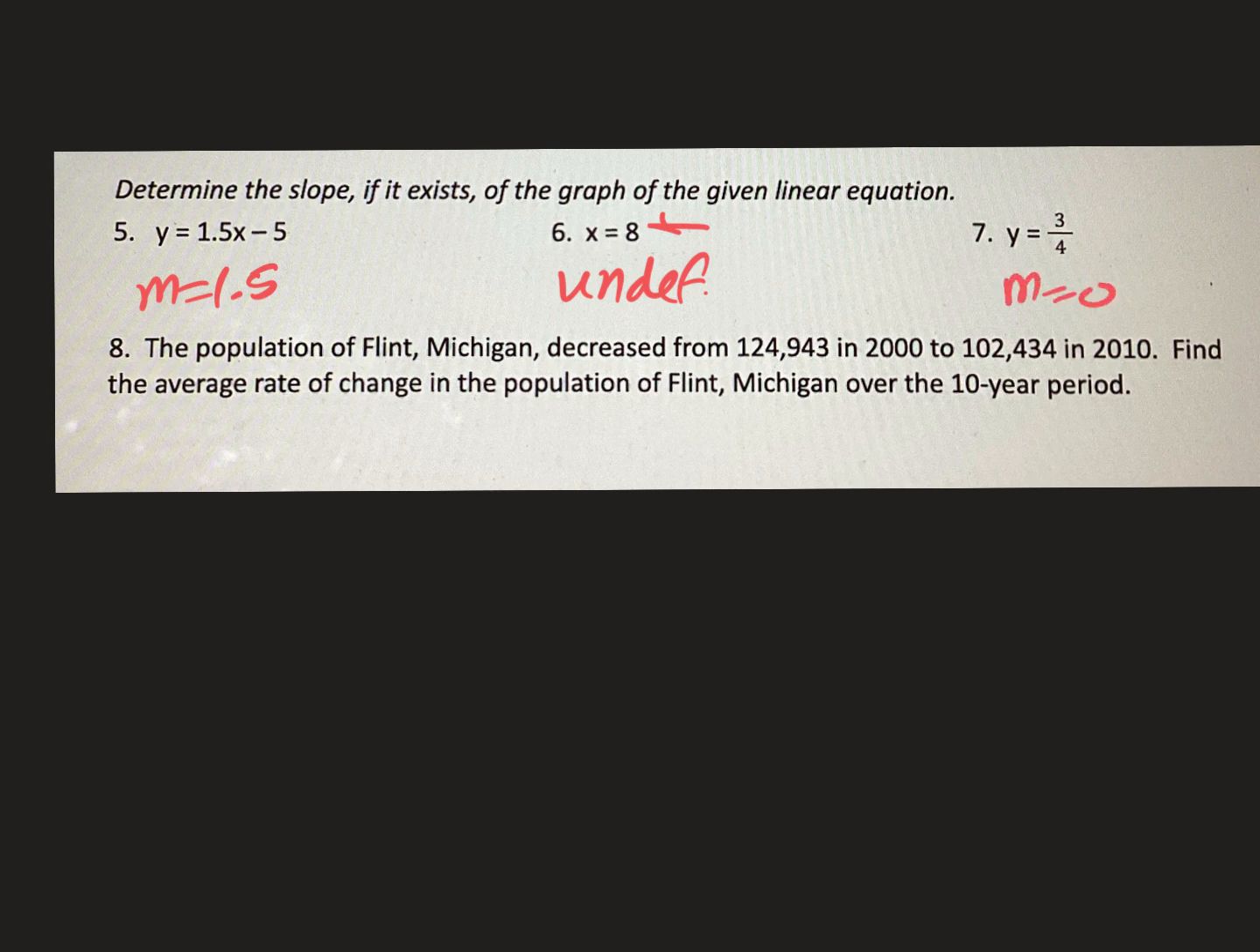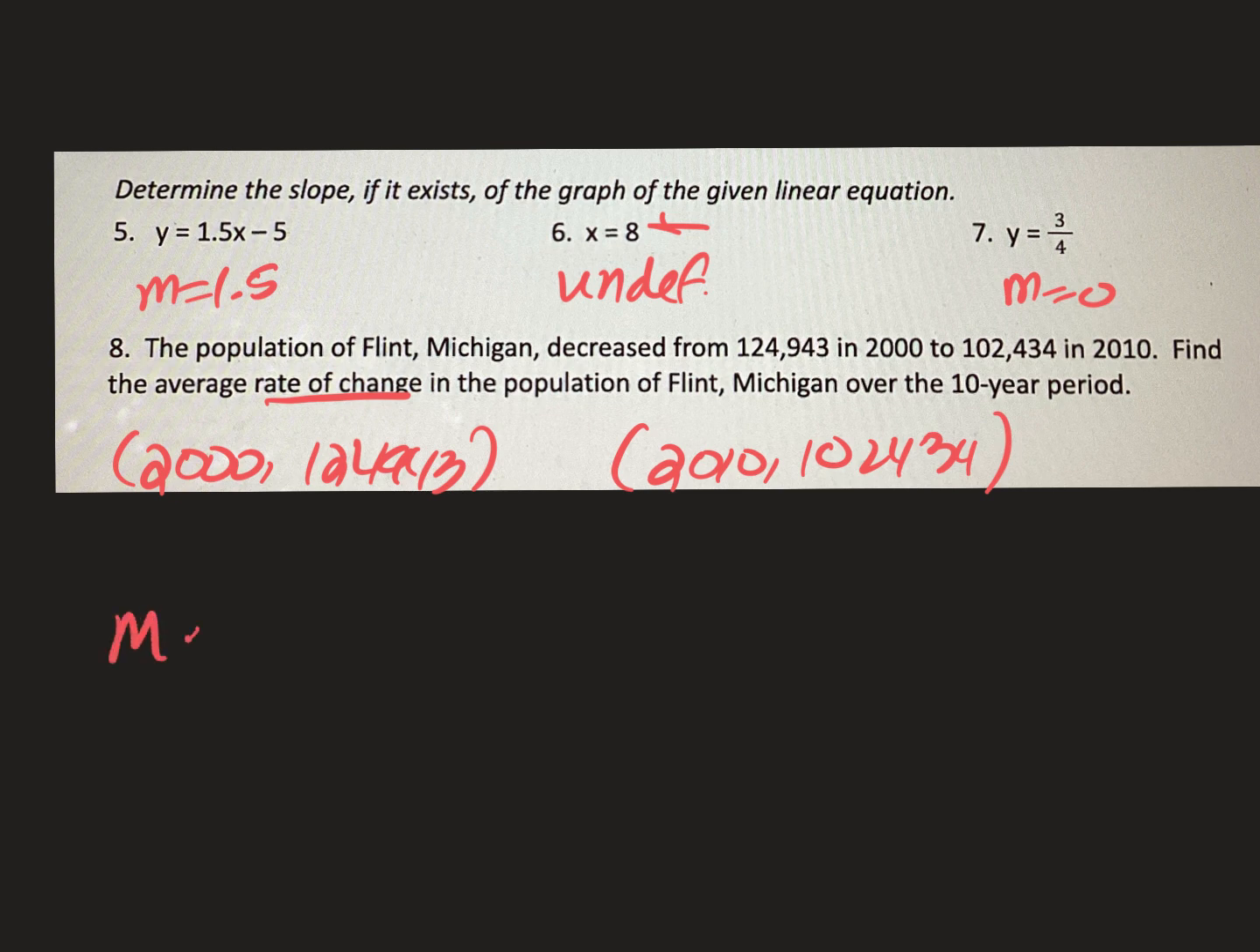Number 8 looks like a word problem. It's really just a slope because it says average rate of change here. So I'm going to write those as points. In the year 2000, the population was 124,943. In the year 2010, the population was 102,434.